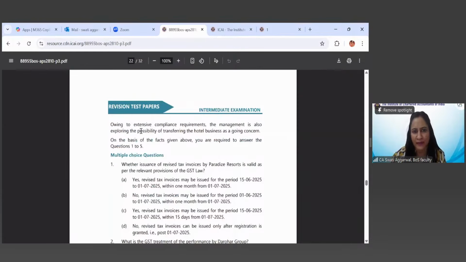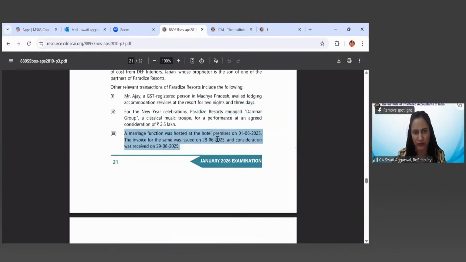We had read here that owing to extensive compliance requirement, management is exploring the possibility of transferring the hotel business as a going concern. And Mr. A, a GST registered person in Madhya Pradesh, availed lodging accommodation services at the resort for 2 nights and 3 days.